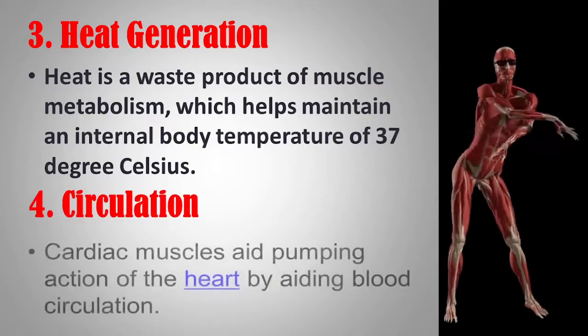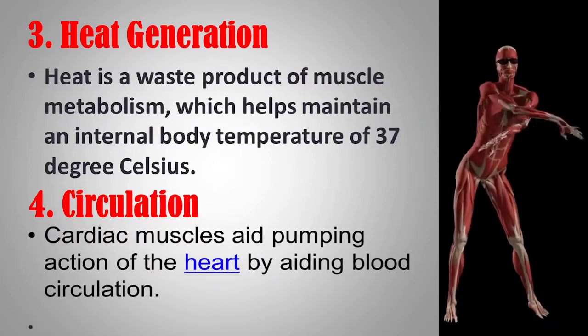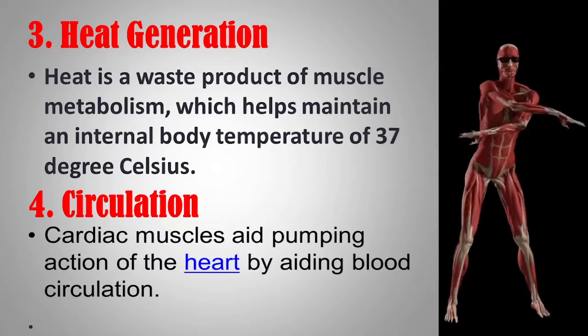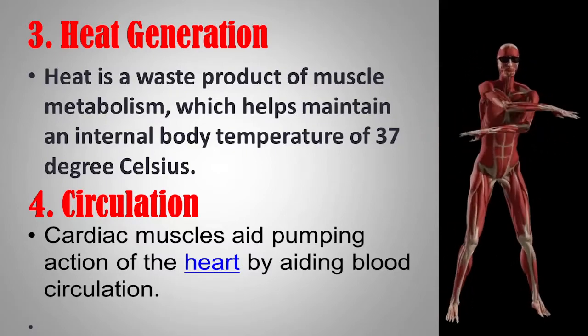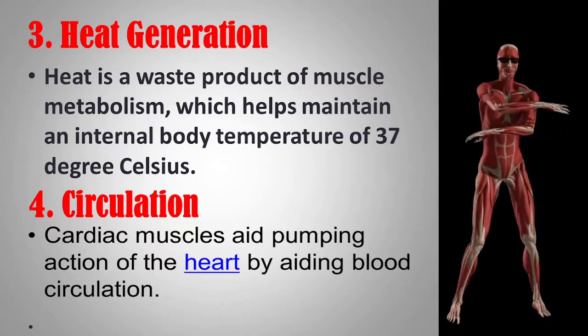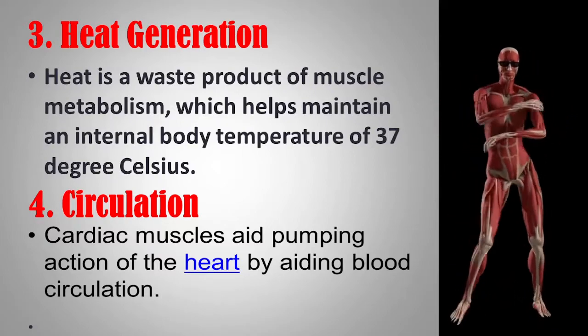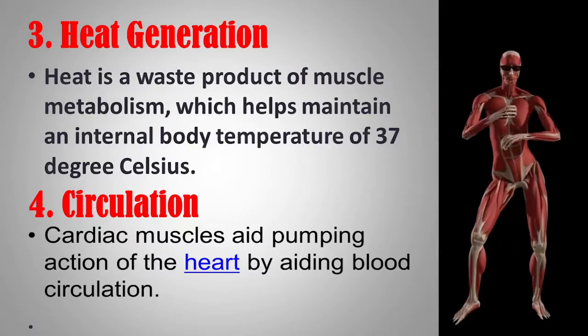That is because heat is the byproduct or the waste product of muscle movement or metabolism. Okay. So then our muscle is also important for the circulation of blood, which allows the transport of important materials like oxygen and nutrients, enzymes and hormones, to be distributed to the different parts of the body that need it.